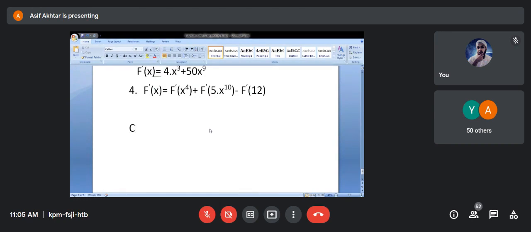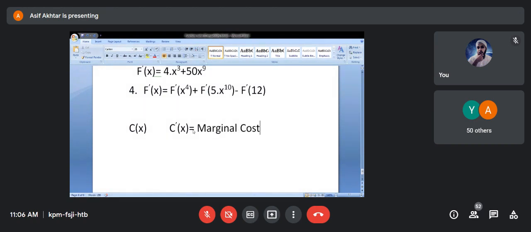I told you we have C, the cost function. And I want to calculate the differentiation of this, that is C dash x. C is the cost function, and C dash x is the change in the function. From the original cost function to the change in the cost function, this change is also known as marginal cost.